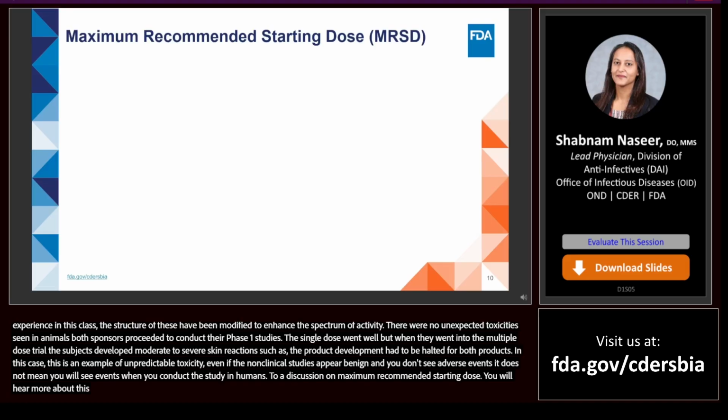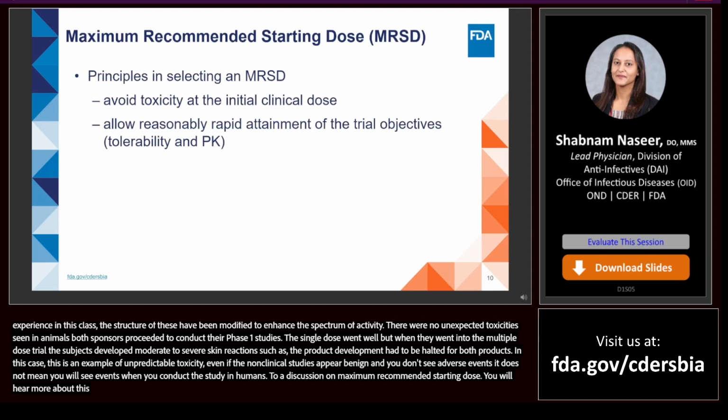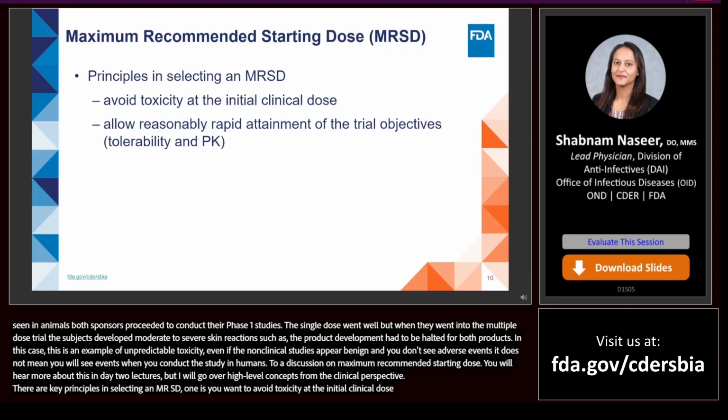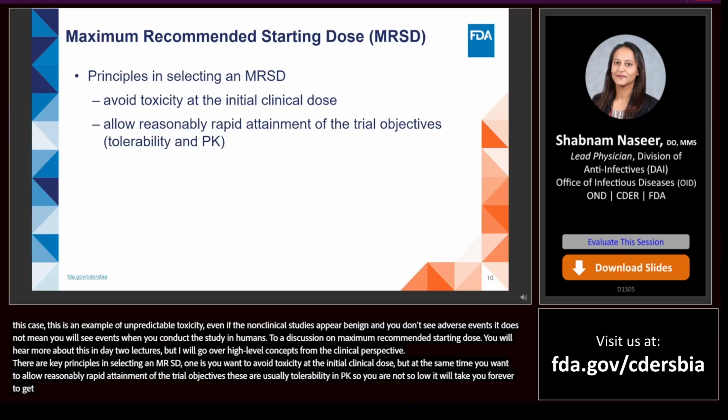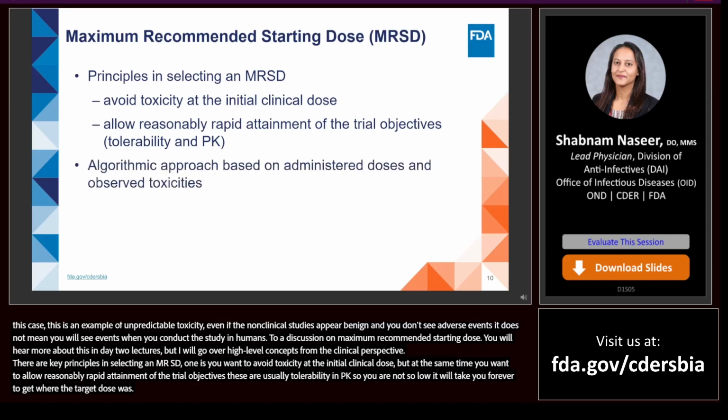So there are some key principles in selecting an MRSD. One is that you want to avoid toxicity at the initial clinical dose, but at the same time you want to allow reasonably rapid attainment of the trial objectives, and these are usually tolerability and PK, so that you're not so low that it'll take you forever to get where you need to be, where the target dose was. And typically we use an algorithmic approach based on what doses were given to animals and what toxicities were observed. There are some alternate approaches based on animal pharmacokinetics and modeling, but for the most part we use the algorithmic approach.